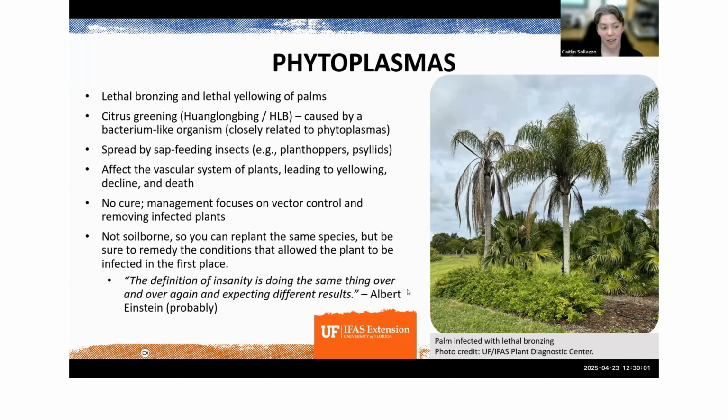So if you have, for example, this palm is on its way out, we can remove it. This palm we would want to test. It very well may have lethal bronzing as well. But it's not going to survive in the soil. It's not going to spread this way. It spreads through an insect that goes around this way. So it spreads differently than what people may intuitively think it spreads.